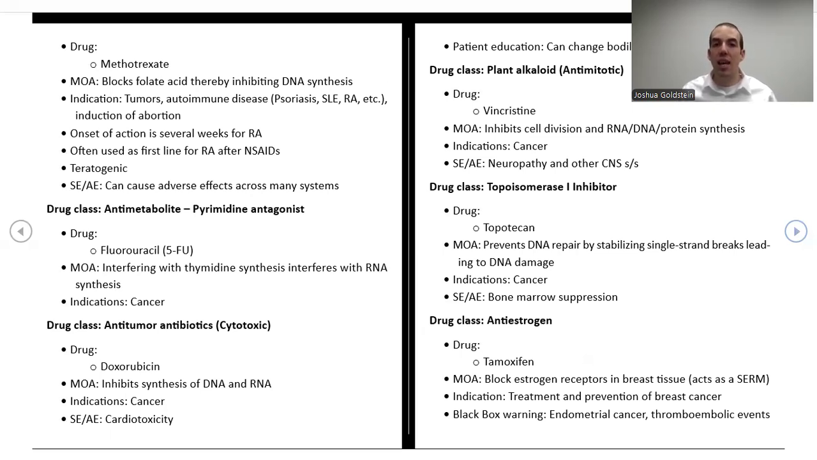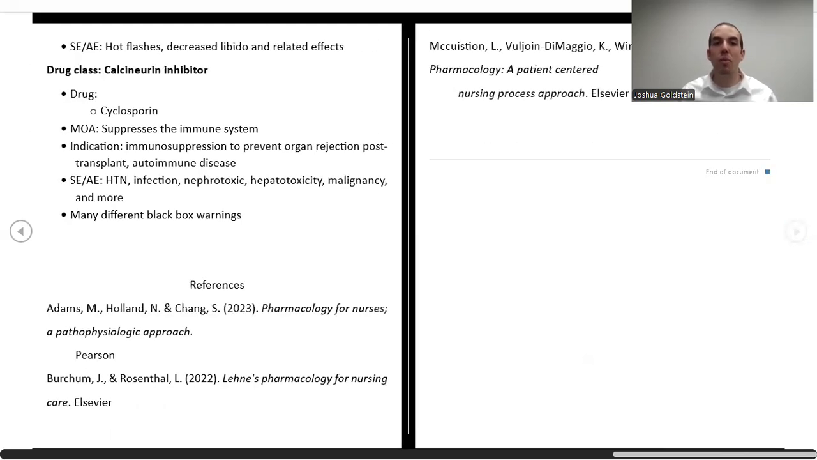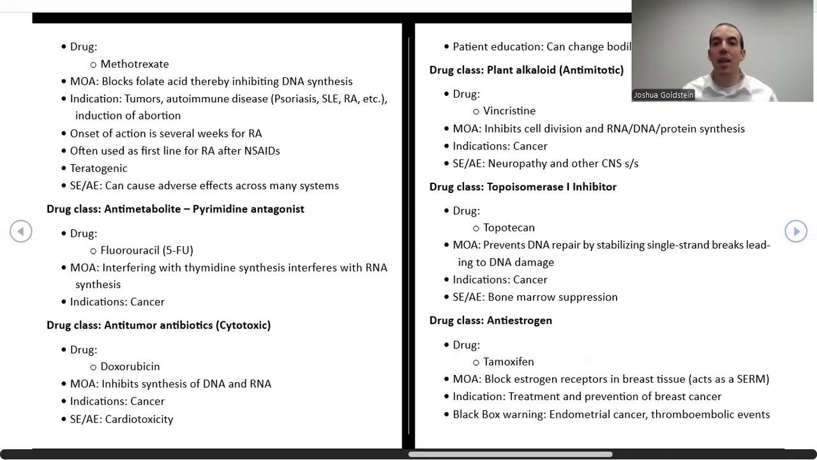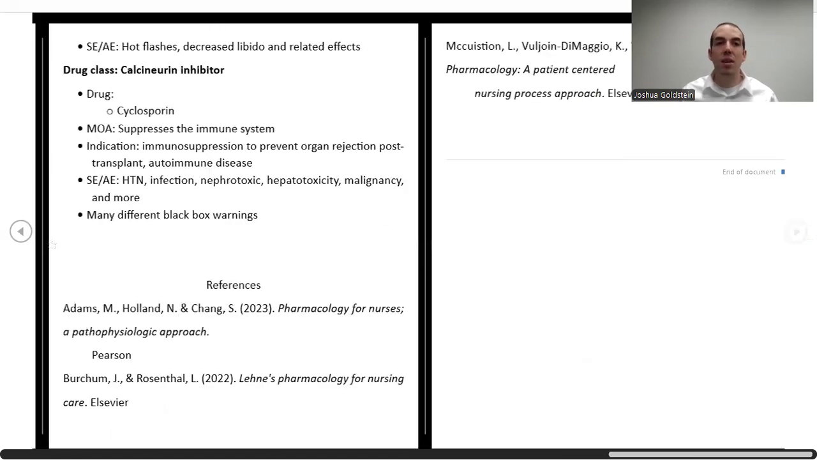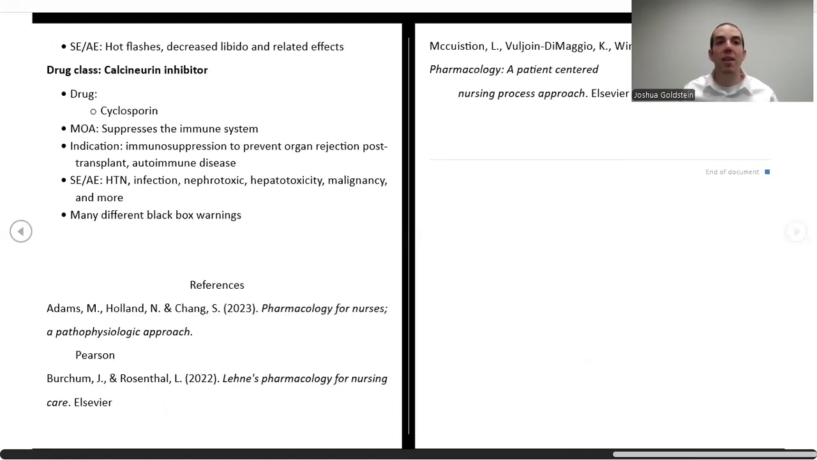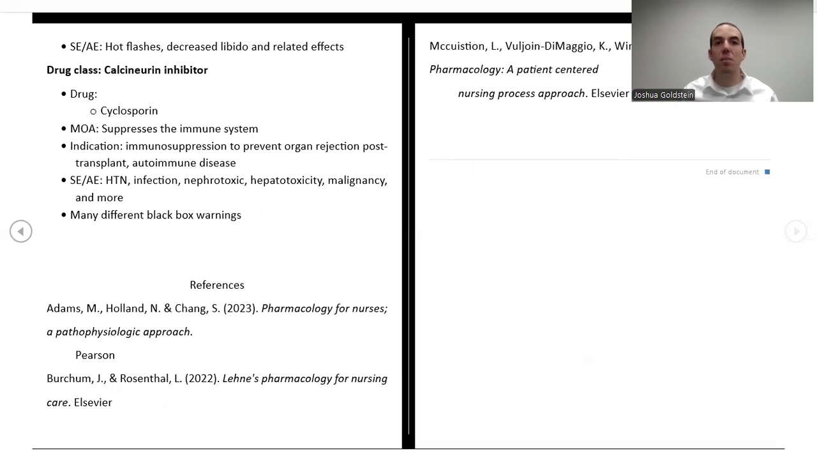Next, we have the drug class anti-estrogen. This one's tamoxifen. This medication blocks estrogen receptors in breast tissue. We talked about SERMs in other lectures, selective estrogen receptor modulators. Technically, this would be one as well. This medication is used for the treatment and prevention of breast cancer and does have a black box warning that it increases the risk of endometrial cancer and thromboembolic events. You should recognize that anything that deals with estrogen can have increased risk of thromboembolic events. Adverse effects of this drug are hot flashes, decreased libido, and some other related endocrine and hormonal issues.